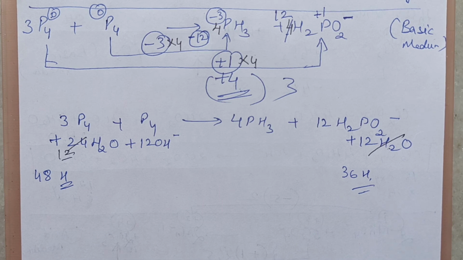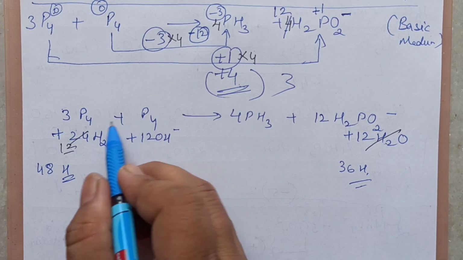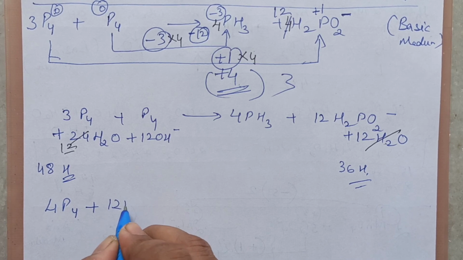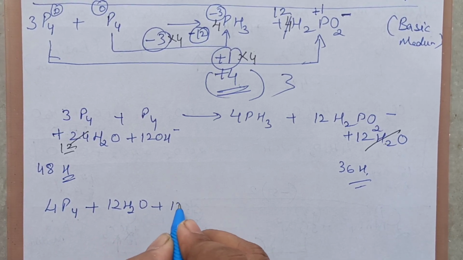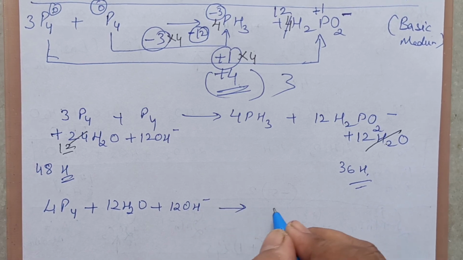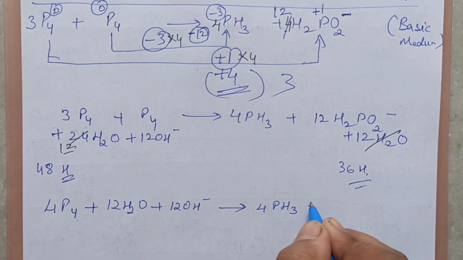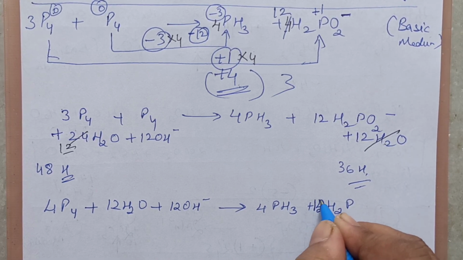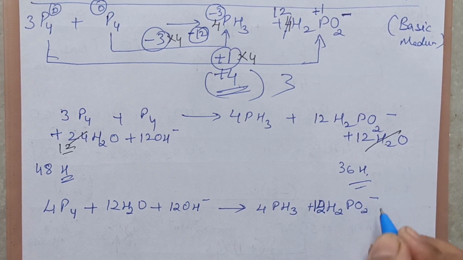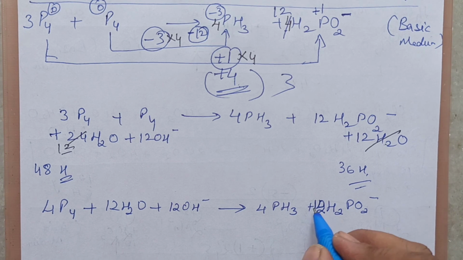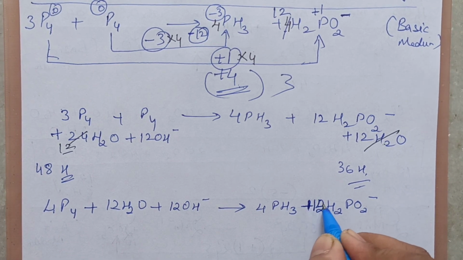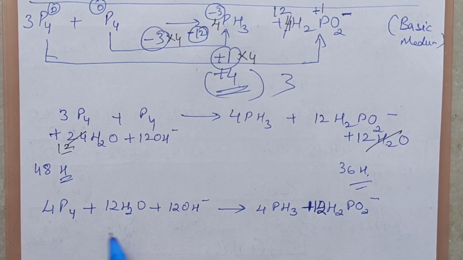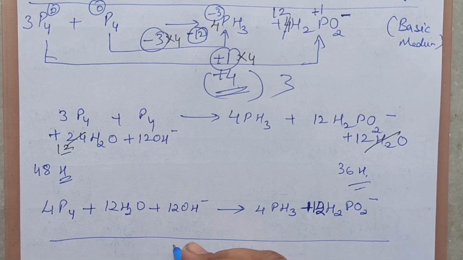And whatever is left over, now I am writing the whole equation again. These I am combining and writing as 4P4. This is now 12 water. Then you have 12 OH minus forming 4PH3 plus you have 12 H2PO2 minus. Clear? You can just check, this is 12. Right? Now everything is correct. Minus 12. This is also minus 12, and every element is also correct. So this equation is done.